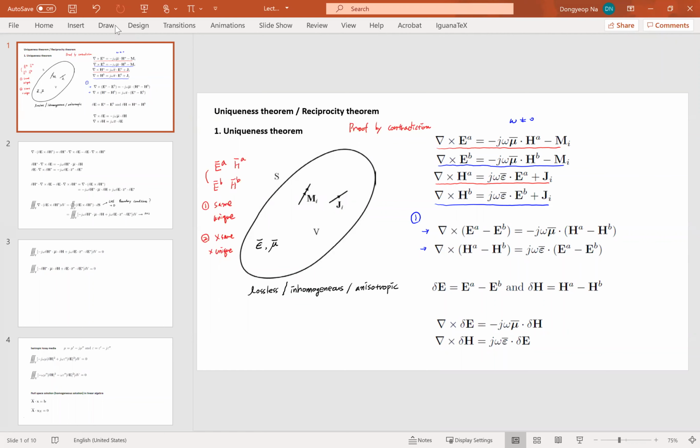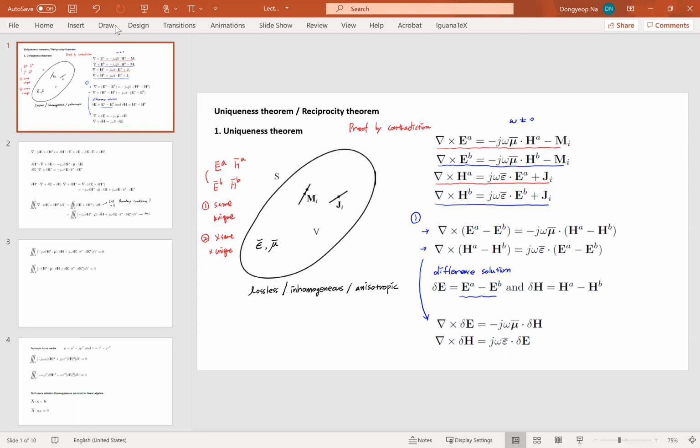We can think of EA minus EB as a kind of difference solution. If they are the same, this delta E should be zero, and delta H should also be zero. Otherwise, delta E has a non-zero value. We can write Maxwell's equations for this difference solution. It still satisfies Maxwell's equations, but as sourceless Maxwell's equations.